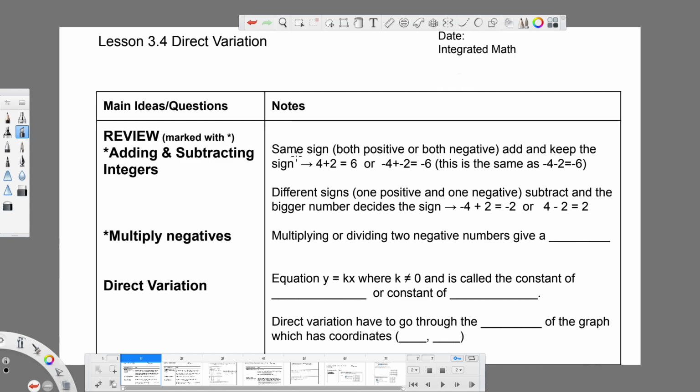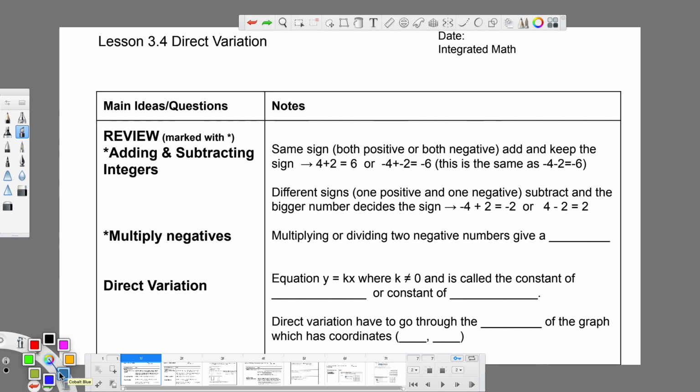So same sign, if we're adding and subtracting integers and they're the same sign, that means both positive or both negative, then you add and you keep that sign. So here's some examples. 4 plus 2, that's 6. Or negative 4 plus negative 2. Still 6, but now it's negative 6. We just keep that negative sign there.